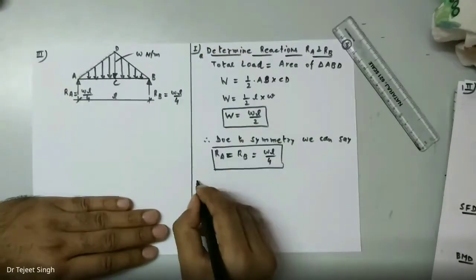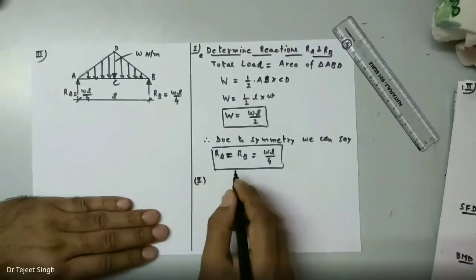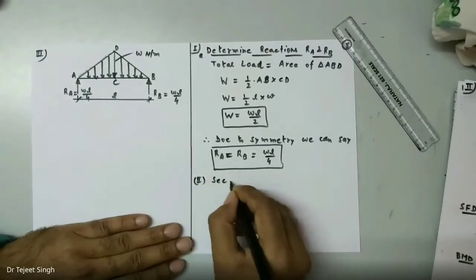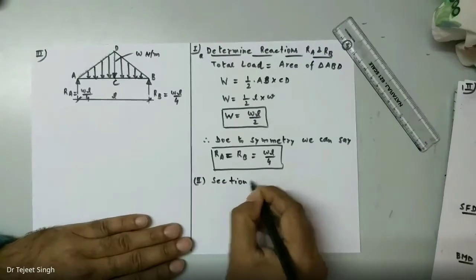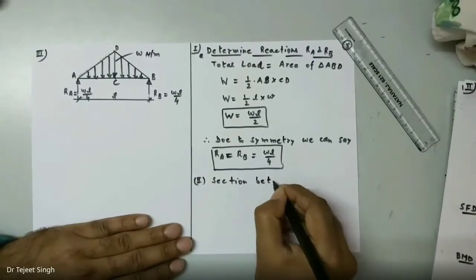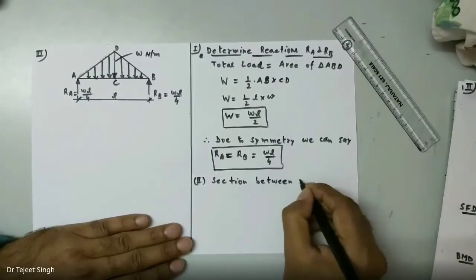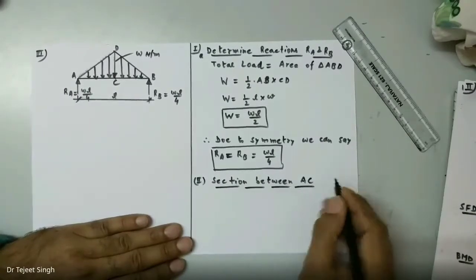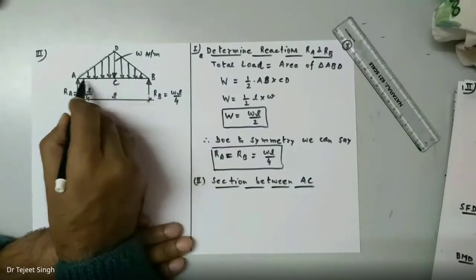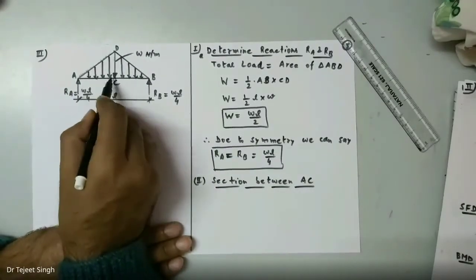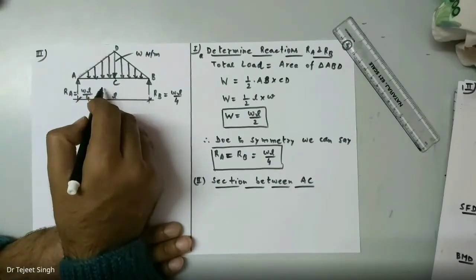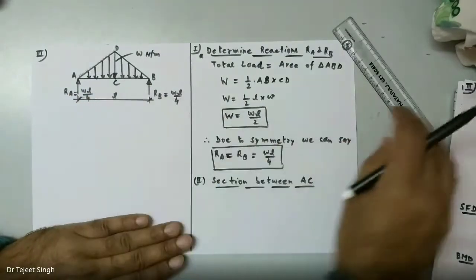Then second step is section the beam. Section between A and C. तो ए और सी मतलब जो उसकी हाफ लेंथ है, हम इसमें सेक्शन करेंगे कहीं भी एट ए डिस्टेंस एक्स, और shear force और बेंडिंग मोमेंट की इक्वेशन बनाएंगे.